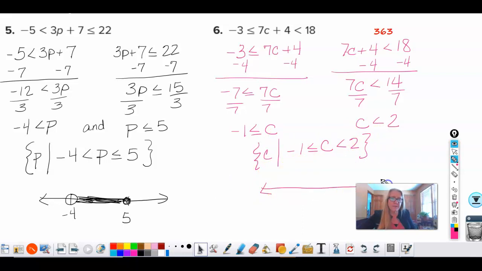On a graph, what this looks like is we need -1 and 2, so we'll have -1 here, we put 2 here, and this is going to be a closed dot at -1. C is greater than, so we're going to shade that way, and then 2 is going to be an open circle, and we're going to be shading that c is the values less than 2. So we go this way.